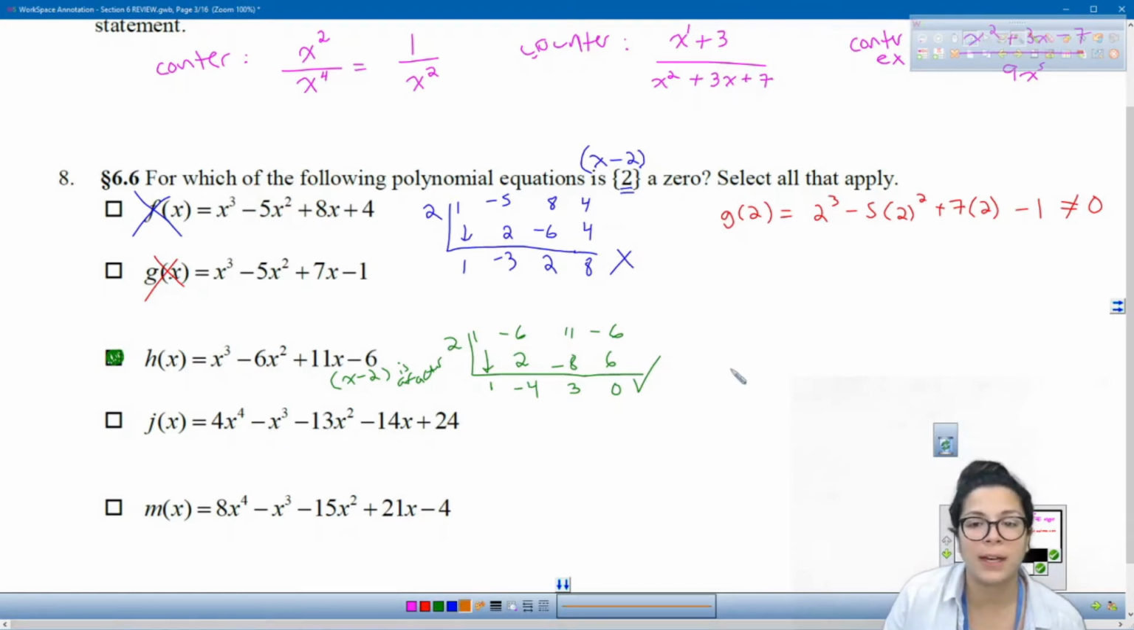All right, let's check J of x, coefficients. And remember, if there's any missing terms, you want to have a 0 for a placeholder. We don't have any missing terms here, so coefficients are 4, -1, -13, -14, and 24.